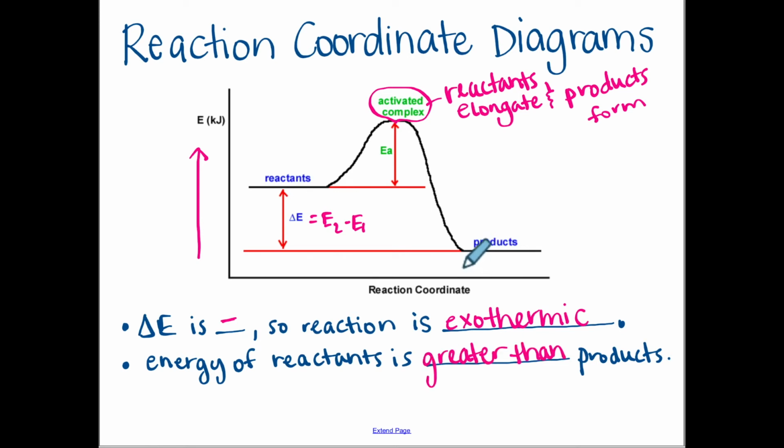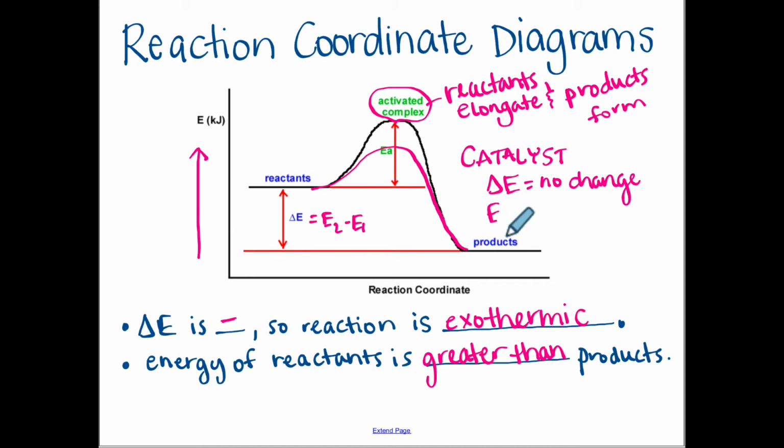There are a couple other things that we can consider. What if we add a catalyst? A catalyst is a substance that provides a pathway with a lower activation energy in order to increase the reaction rate. So if you were to add a catalyst, this curve might look something like this. The reaction would happen faster. It's important to note that the delta E does not change, but the activation energy does change.